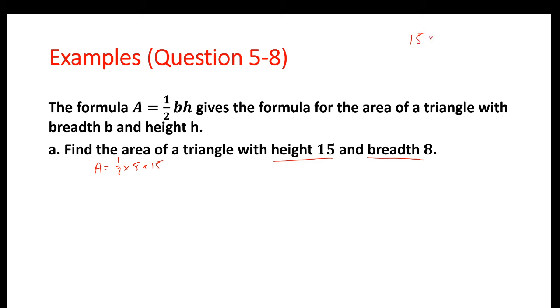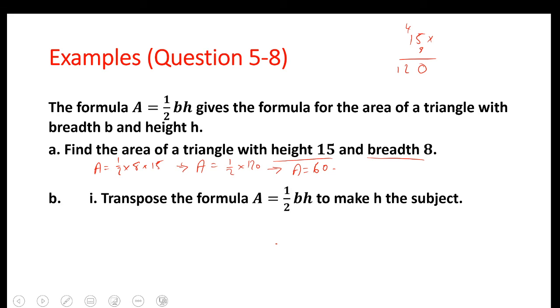So 8 times 15, I don't have my calculator with me, so I'm going to do it at the top here, is 120. So A is equal to, I'll write it this way because I doubt I'll have space, a half times 120, or in other words, A is equal to 60.